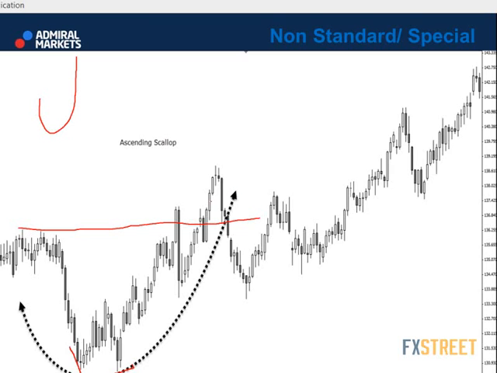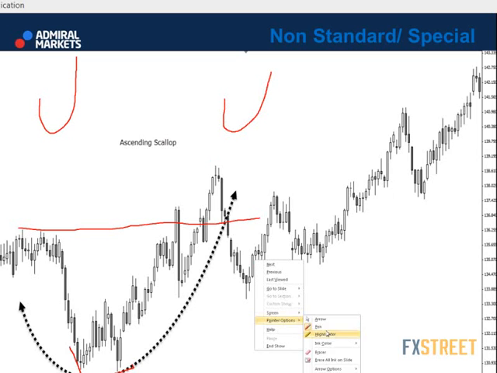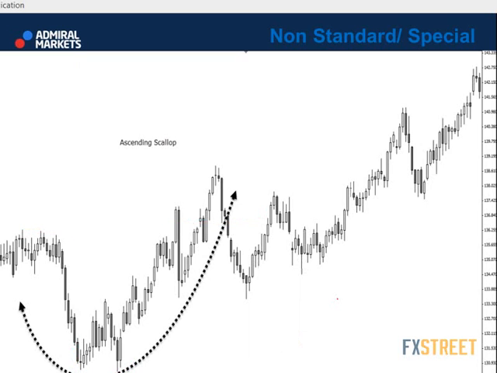So once I see an ascending scallop, I will definitely wait for a retracement, then enter a long trade. So the J letter is the ascending scallop. It is telling you that the trend is to the upside. Once the trend is to the upside, you should wait for a retracement, then enter a long trade. This could be a nice retracement for a long trade.